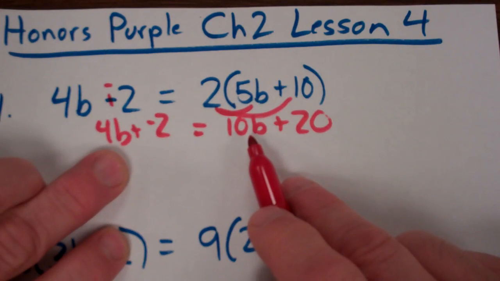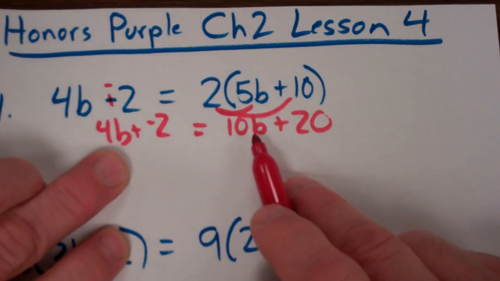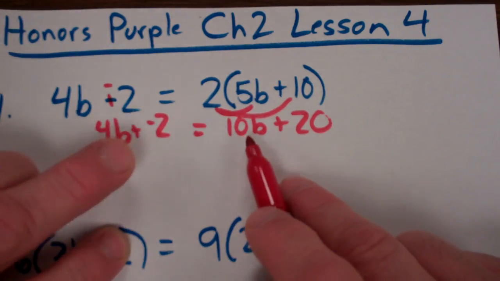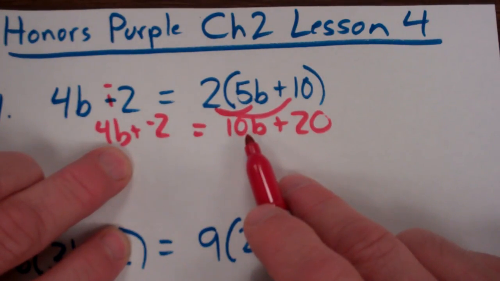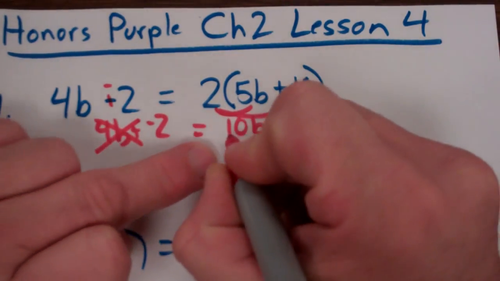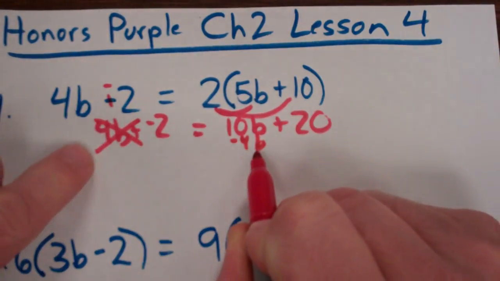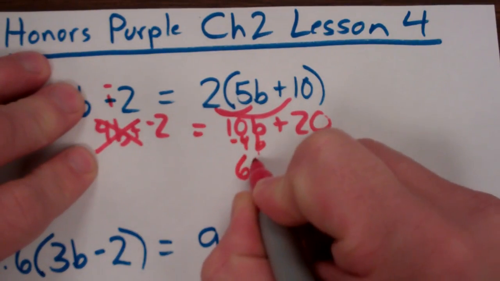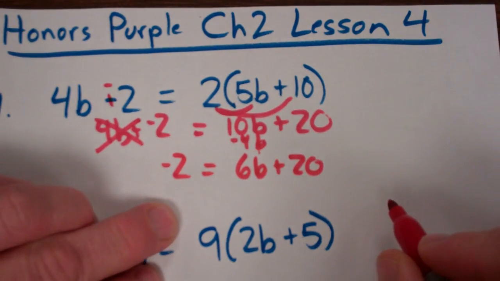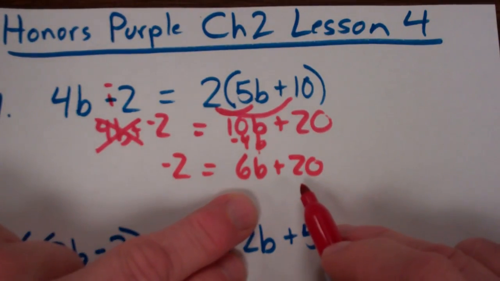Those of you who have done hands-on equations, you know if you had pawns on both sides, you didn't want them on both sides, so we need to subtract one set. So I tend to subtract the smaller set, so I'm going to subtract 4b from both sides. If I subtract 4b, they're gone from that side. When I subtract 4b over here, remember we do the same thing to both sides, I'm left with 6b plus 20 equals negative 2. And so now we're just in a two-step algebraic equation.